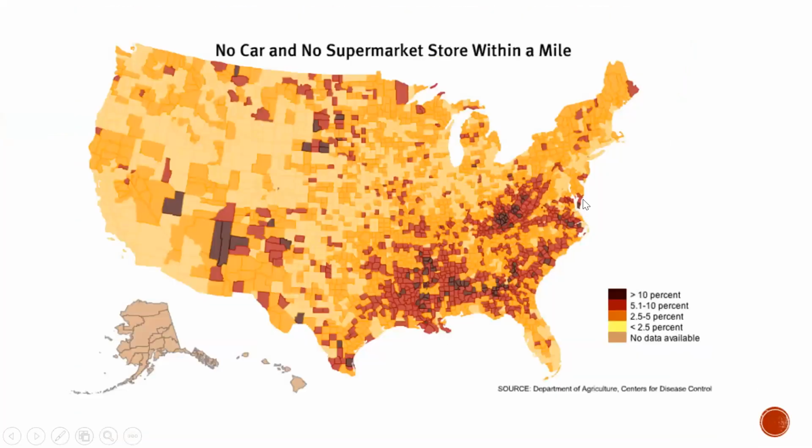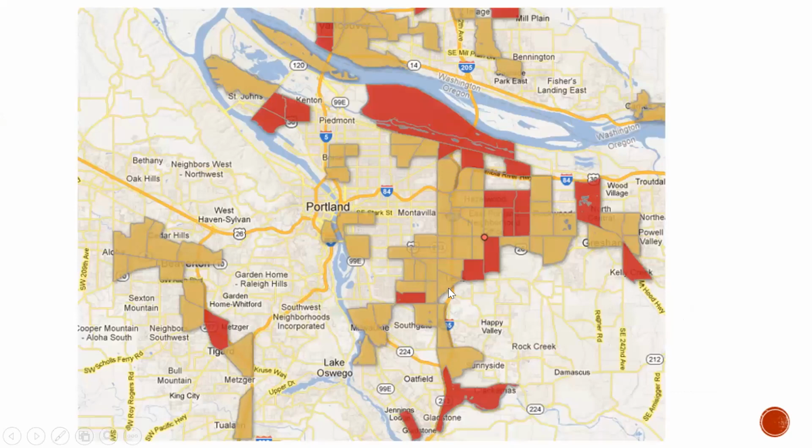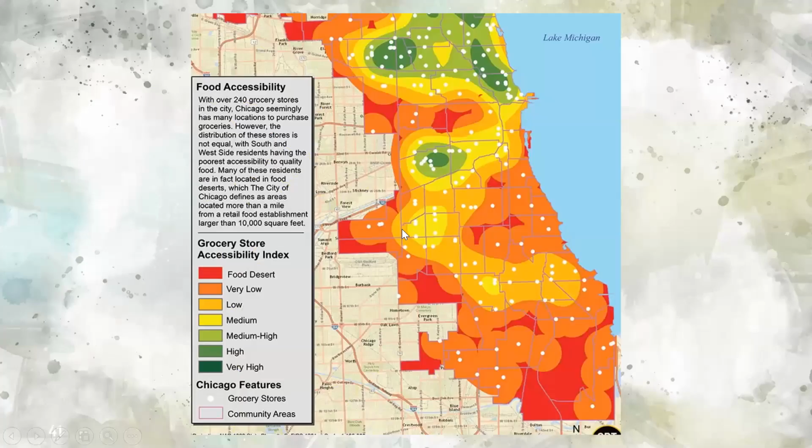So here's a map we can see of counties and what percentage of people don't have a car and don't have access to a supermarket within a mile. We can really see it in the South. And again, we saw this in class, but here in Portland, we can see some examples of food deserts in the United States. We see it in Chicago as well. Some examples.